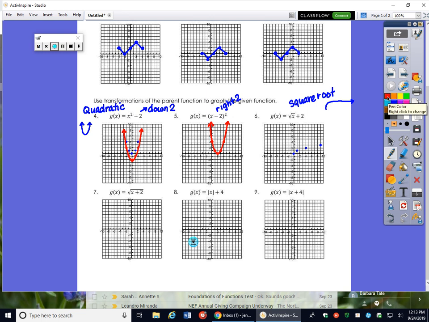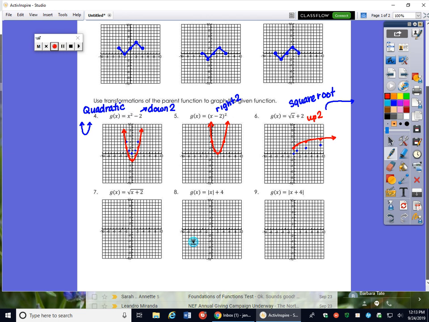We're going to take each one of those, and it says that we should go up 2 because it's outside the function and it's a positive 2. So we're going to take this dot and go up 2, take this dot, go up 2, take this dot, go up 2, and take this dot and go up 2. And we're going to have that.